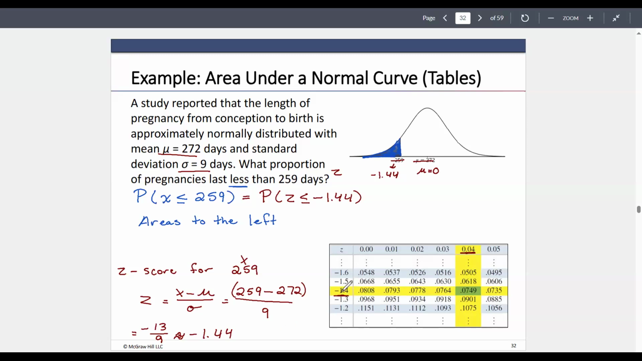Using that z-table, negative 1.44. And remember, because we're looking at a less than, we're just looking at the area less than the z-score. This area is going to be 0.0749. That tells us that the probability that the length of pregnancy is less than or equal to 259 days is 0.0749.